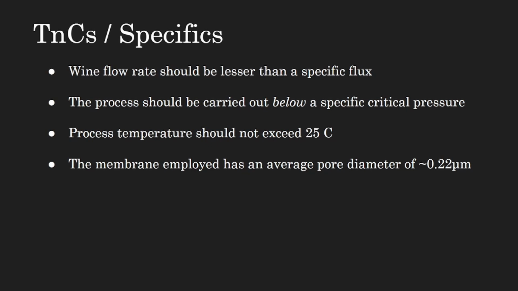And similarly, the temperature should not be too high. It should ideally be less than 25 degrees Celsius, as increased temperature will dissolve the particles present as impurities and also change the properties and texture of wine and hence render it useless. The membrane which is used in this process has an average pore diameter of 0.2 micrometers in the case of red wine and 0.22 for the white one.